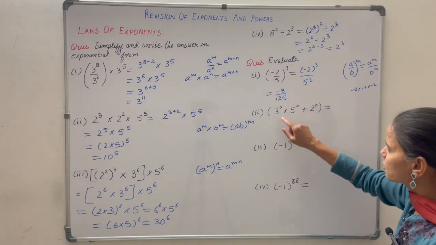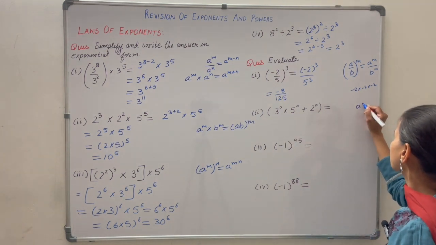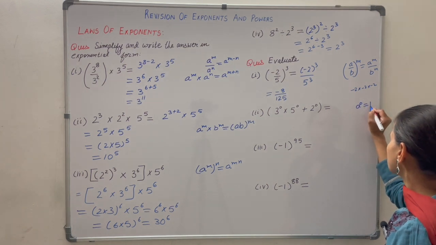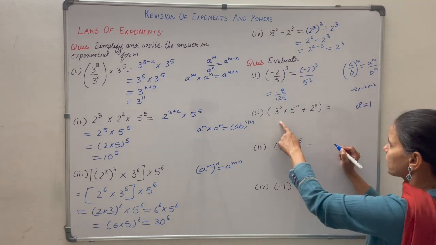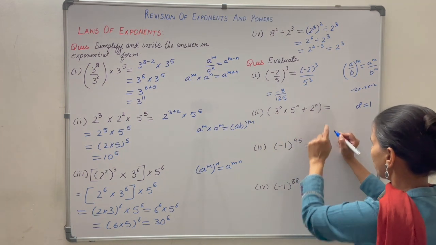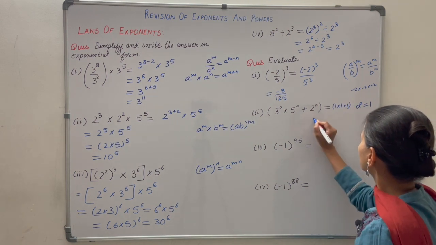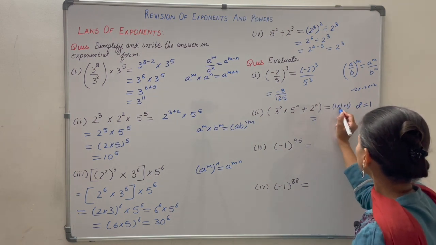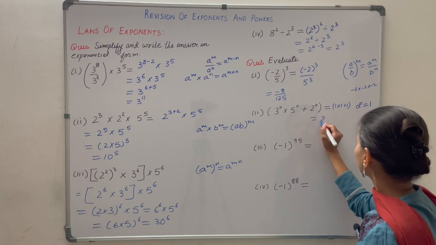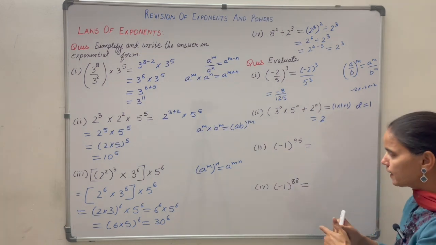Now here it is 3 raised to the power 0 into 5 raised to the power 0. So as per the law of exponent, any number raised to the power 0 is 1. So what do you get here? You get here 1 into 1 plus 1. So that is 1 into 1 is 1, plus 1 is 2. You get here 2. Here minus 1 raised to the power 95.